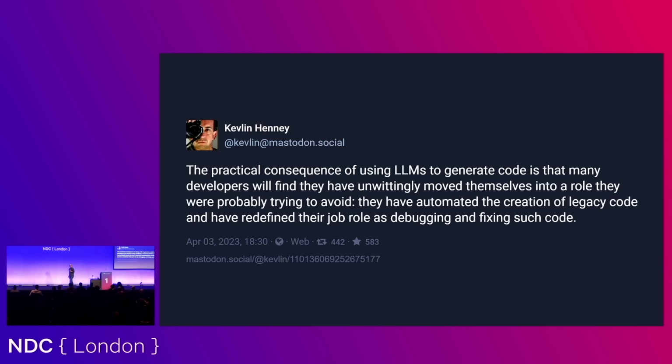But yeah, I took the fun bit of my job and now I'm left with the rest because I have to fix it and understand it. I've actually made my job worse. They've redefined their job as debugging and fixing such code. Now, I'm not saying this is all bad. What I'm saying is that this is like any tool situation. What we have learned is that a lot of people think, oh, here's a people problem. Let's solve it with technology or tools. And it's just like, no.